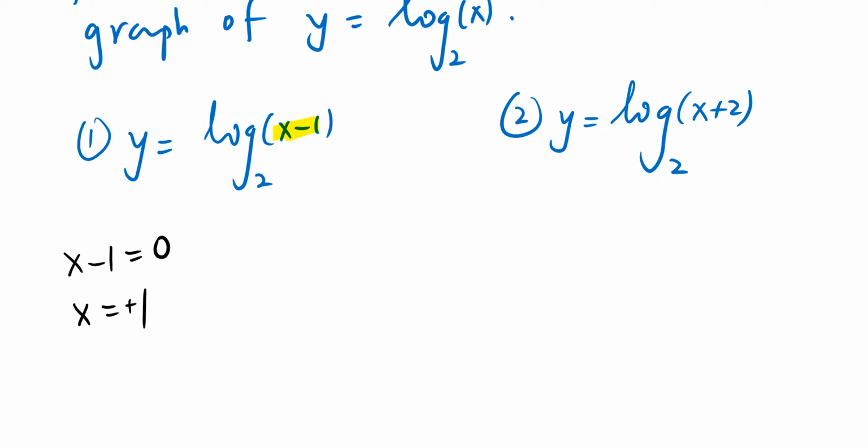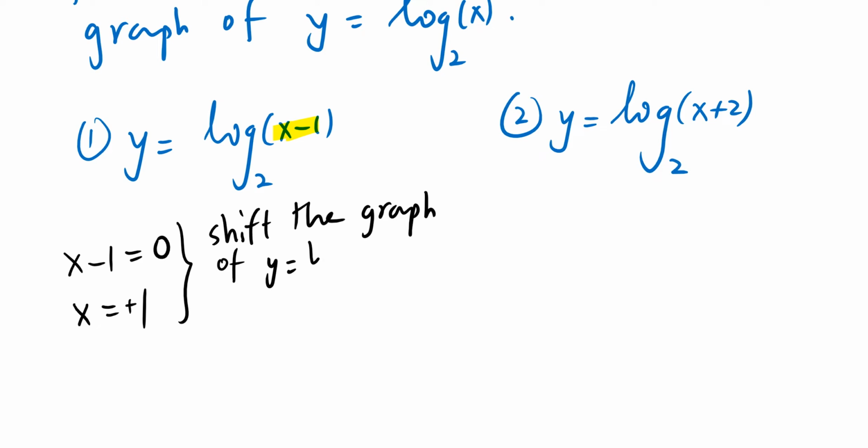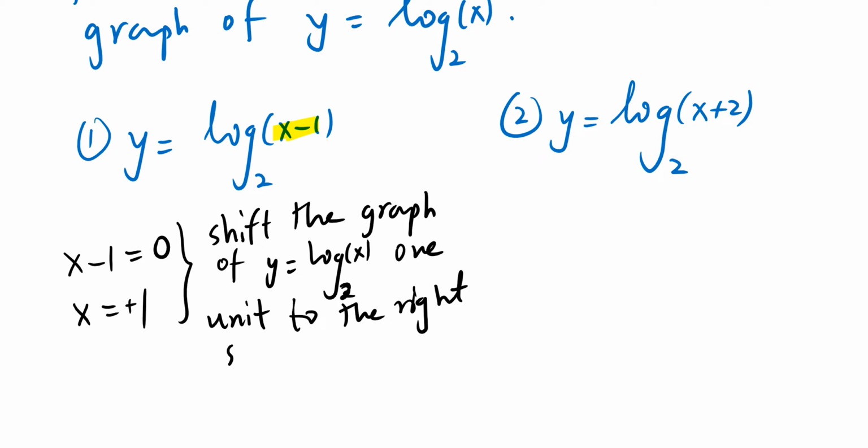So remember, change on x means either to the right or to the left. That's what change on x means, right or left. Well, in this case, x is a plus. So this tells us to get the graph of this, we shift the graph of the original function, which is y equals log x base 2, 1 unit to the right side.